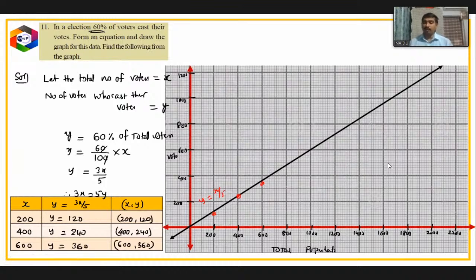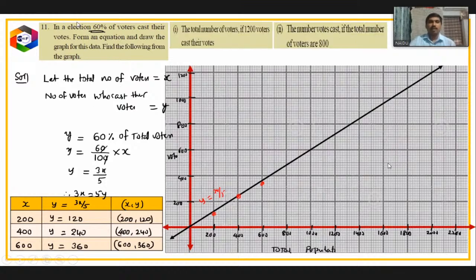Now with this the problem is not completed. Observe, children, a few more questions are given. Here 2 questions are given. The total number of voters if 1200 voters cast their vote.